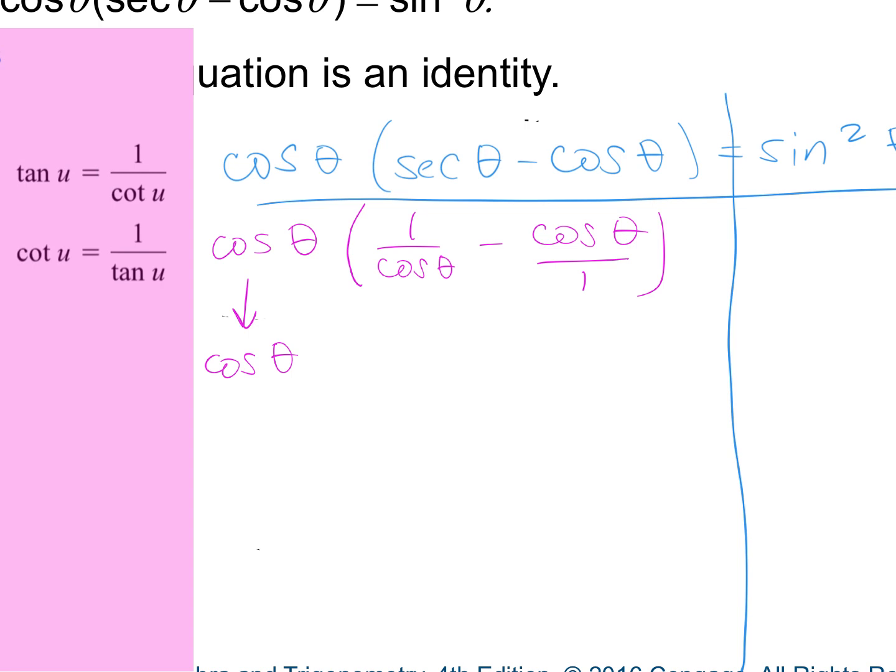Yes, but what are those things? Those are fractions, aren't they? If you had 1/2 minus 1/3, you'd get a common denominator. What is your common denominator going to be between cosine and 1? Cosine.